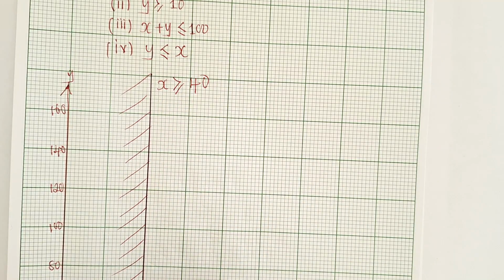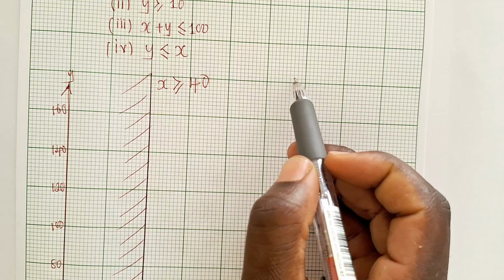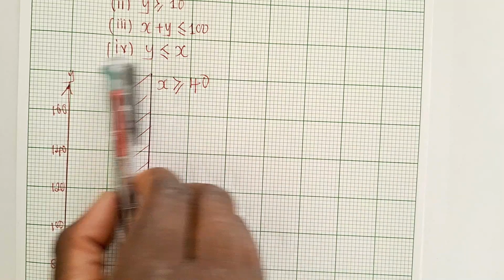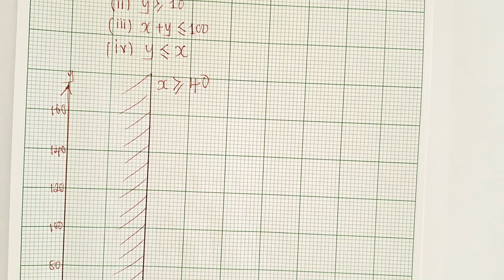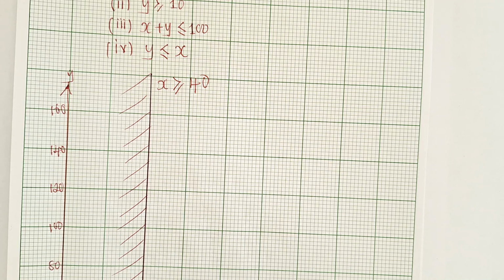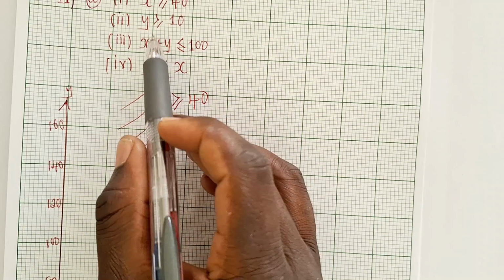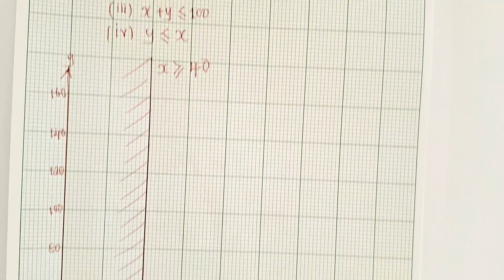So you always shade the opposite. Don't shade the greater side. This is the greater side. Shade the less side, which is the opposite. The next one is y is greater or equal to 10.